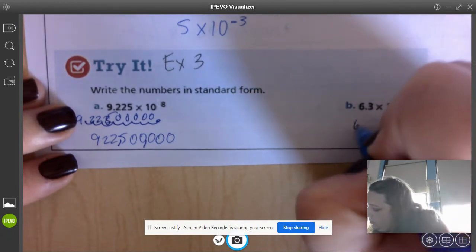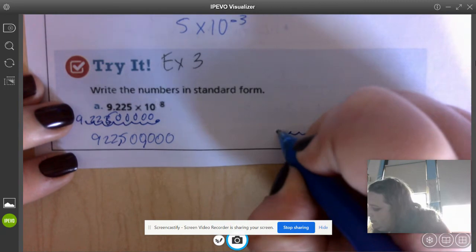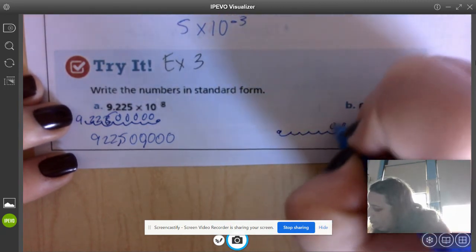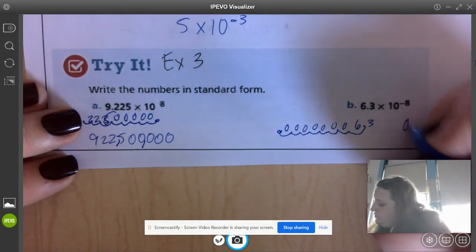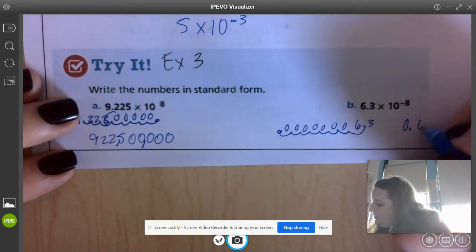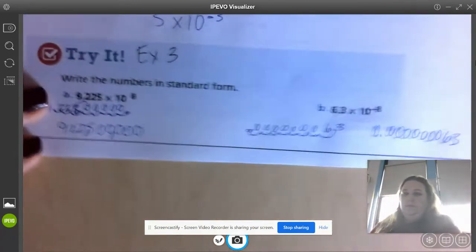Now this one is also 8, but it's negative, meaning I'm going to move it to the left this time. 1, 2, 3, 4, 5, 6, 7, 8. So that means 7 zeros. Like I said, I like to rewrite it again so it's a little bit neater. So I had 7 zeros and then 6, 3.